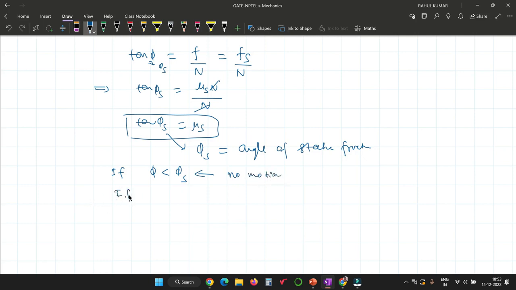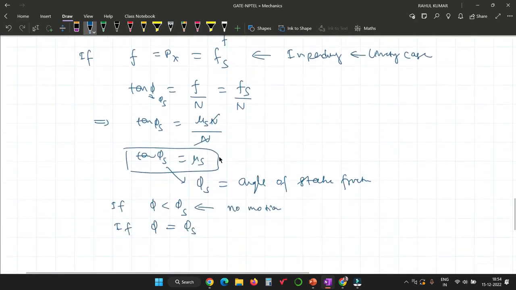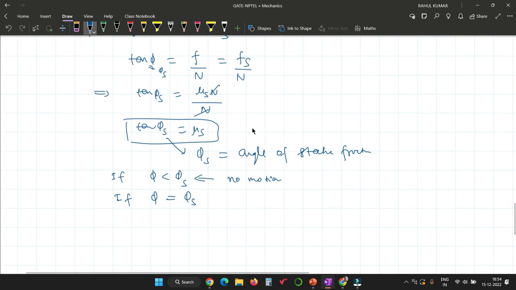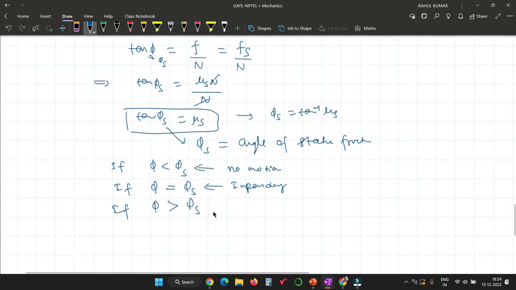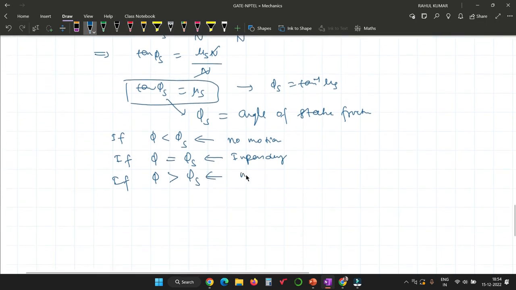Okay, and if phi equals phi s, I mean this angle, and that phi s is nothing but tan inverse mu s. Here phi s equals tan inverse mu s. If phi equals phi s, then it is a case of impending motion. And if phi is greater than phi s, then what? There will be motion. And in that situation, phi will be equal to phi k. And that phi k will be what? Tan inverse mu k.